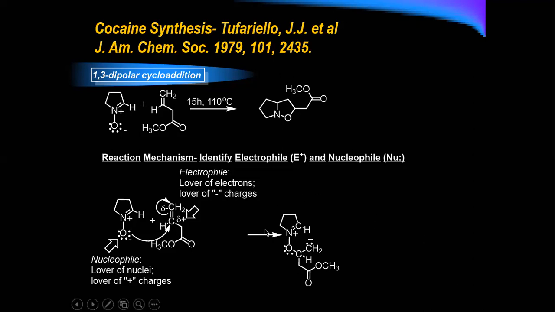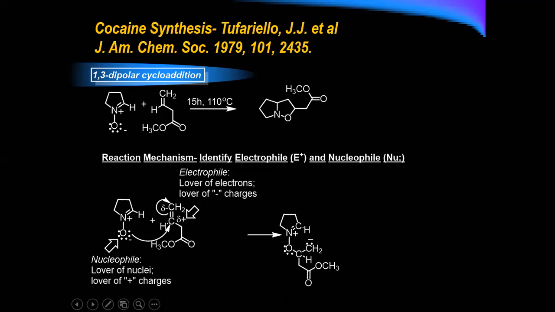So with this intermediate, can somebody tell me where the nucleophile is in this intermediate? On the CH2. It's right here. That's exactly right. And where's my electrophile? What do you think? Think about the product. I'm trying to make a 5-member ring. So which one of those 2 atoms do you think that CH2 is going to attack?